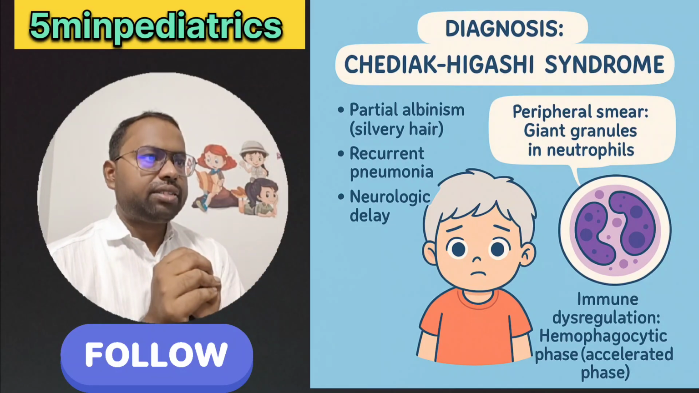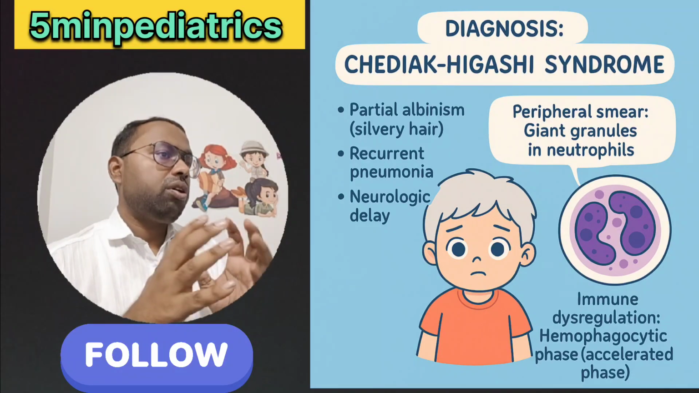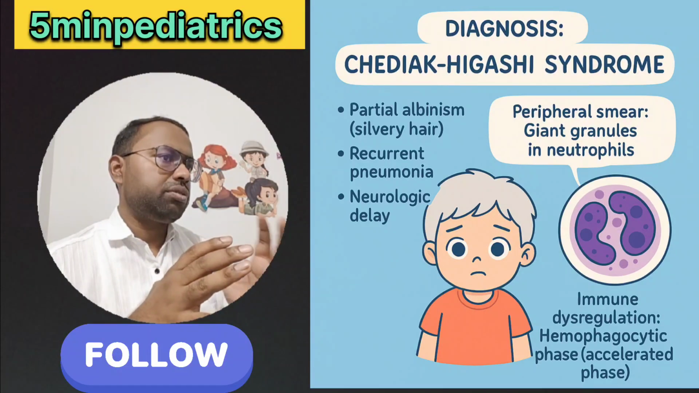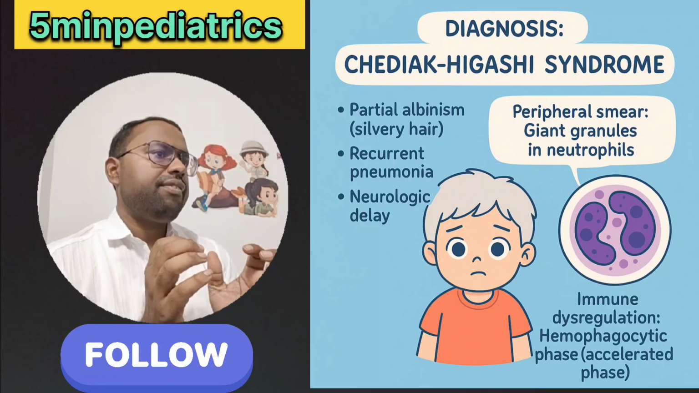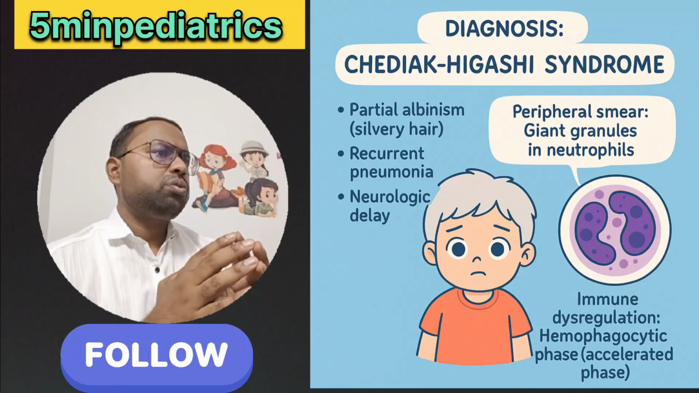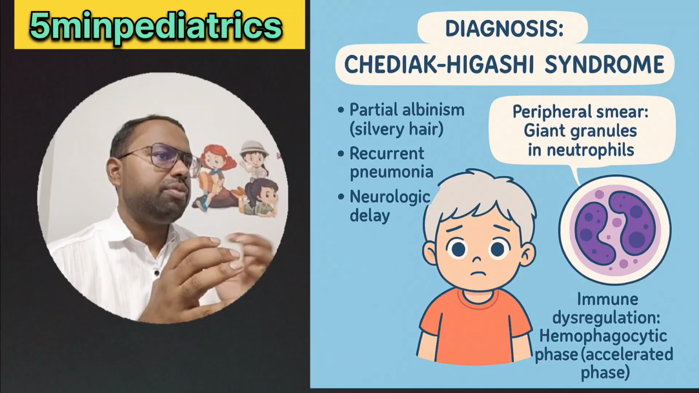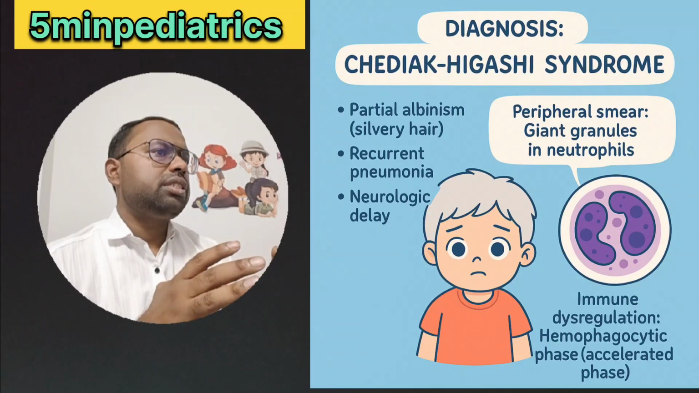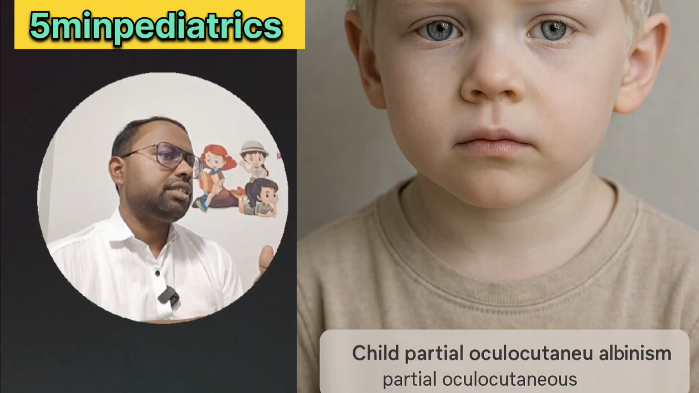Few days back I asked a question related to this picture. So let's break down all the clinical clues given in this question. The first clue is the child is having silver hair. So we have partial oculocutaneous albinism. So the exact diagnosis is Chediak-Higashi Syndrome.